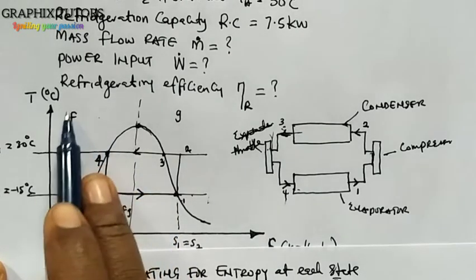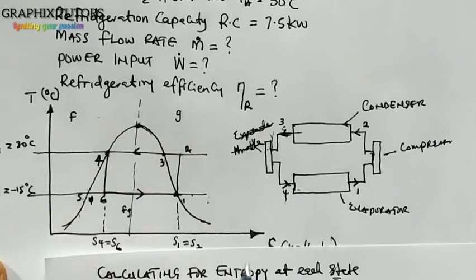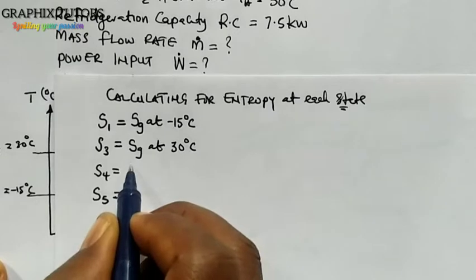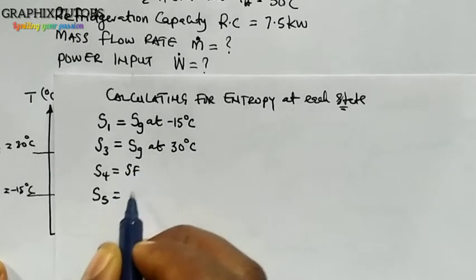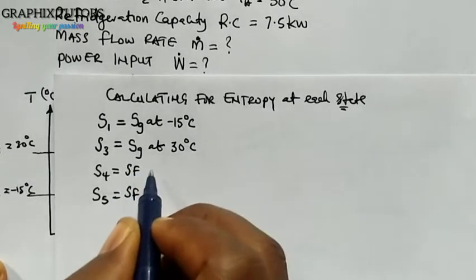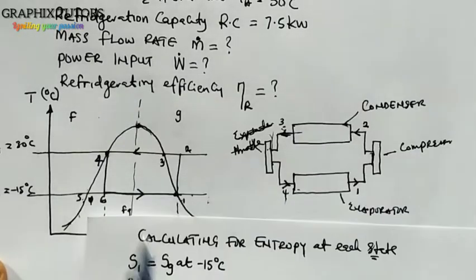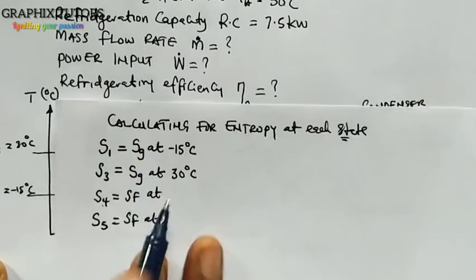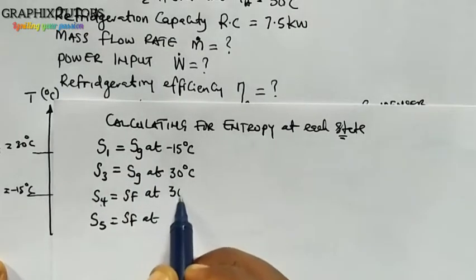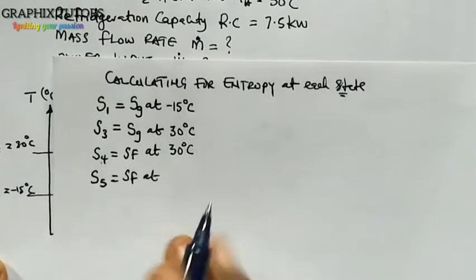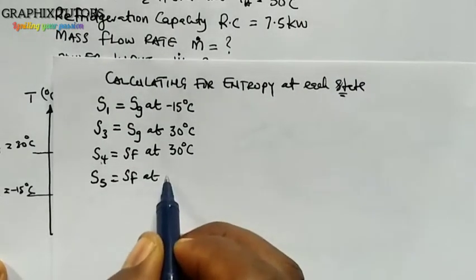Now for S4 and S5, state 4 and 5 is falling on the left hand side, and that is a fluid, a liquid. So you are going to put Sf for both of them. So I have my Sf and my Sf. So at what temperature are they? For 4 is at 30, so Sf at 30 degrees Celsius, and 5 is at minus 15 degrees Celsius.